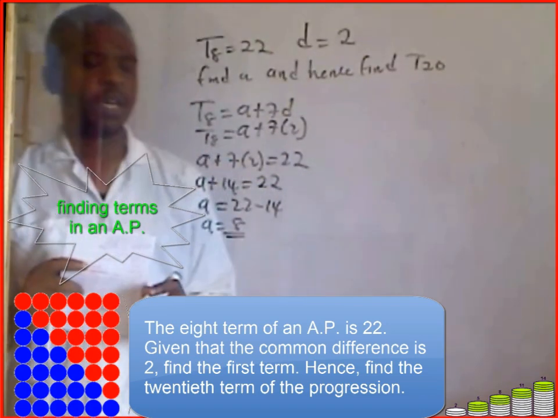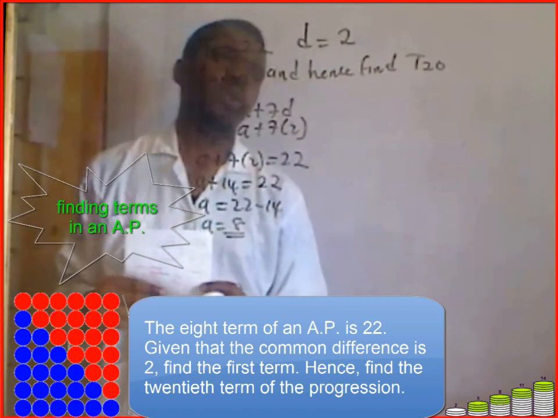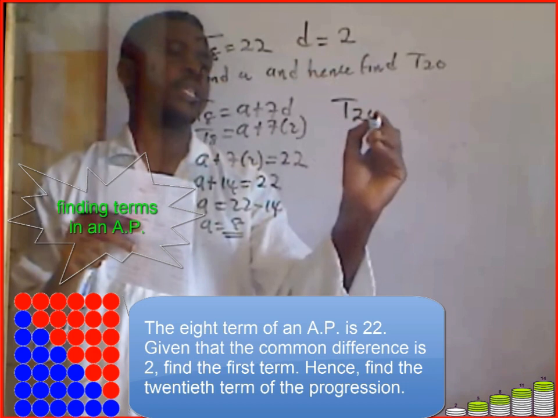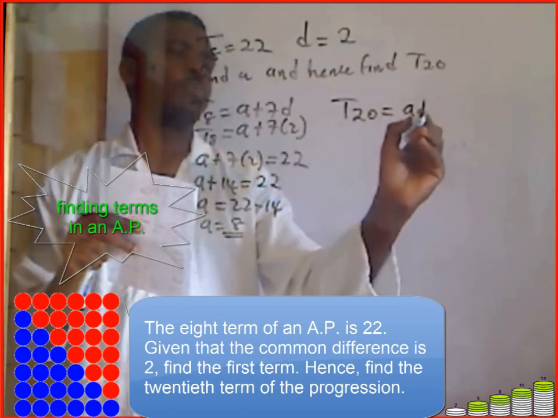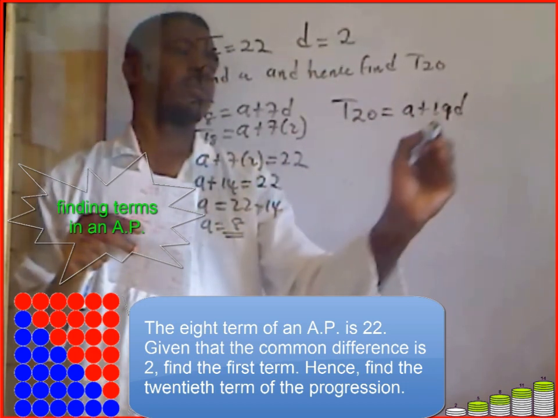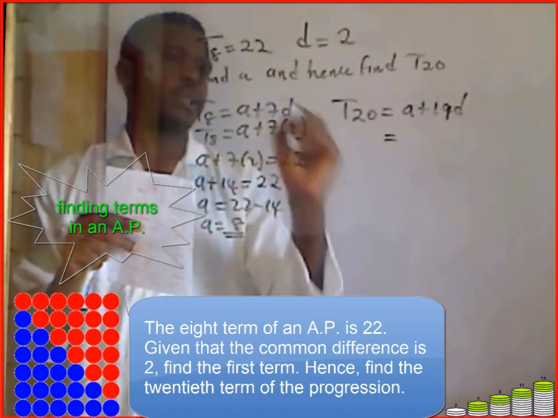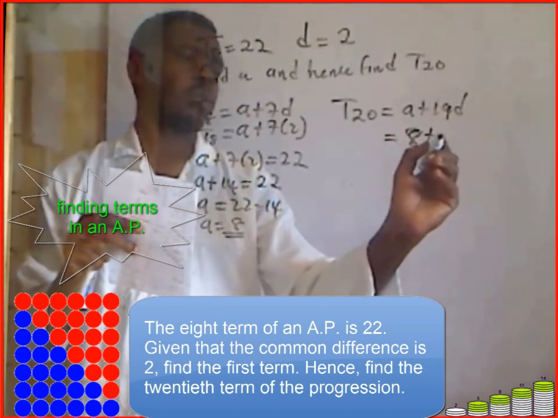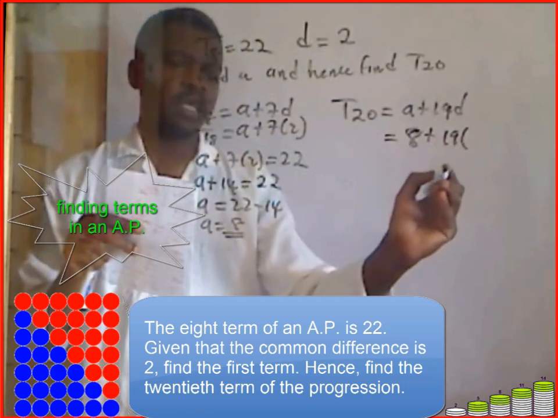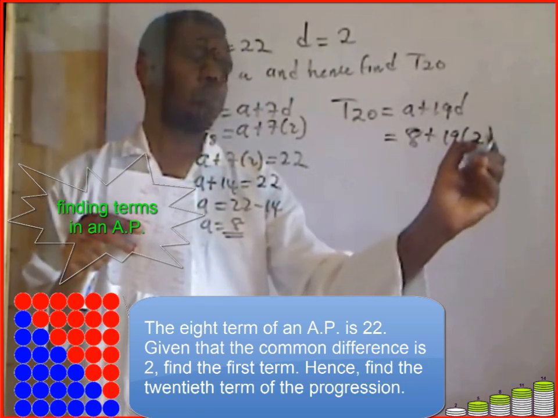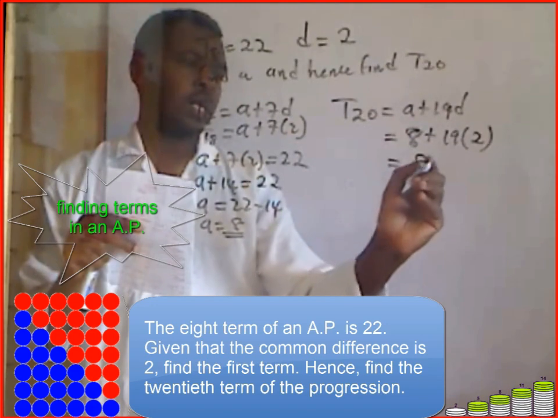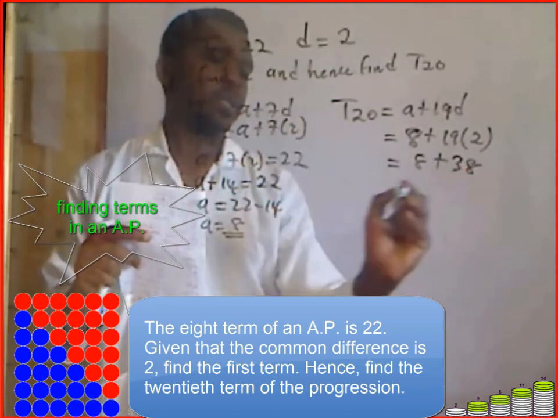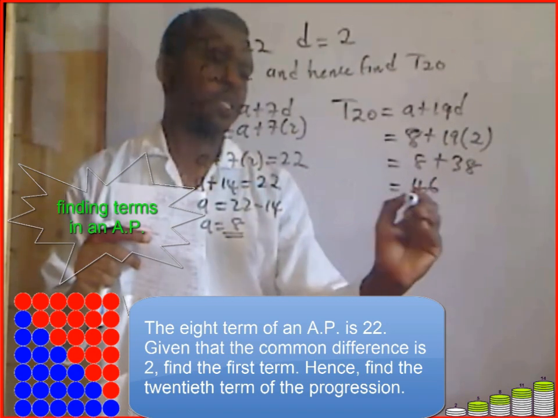I have the value of A, the first term. So how do I get T20? T20 is equal to A plus 19D. This is A, which is 8, plus 19D, times 2. This is 8 plus 38, which gives us 46.